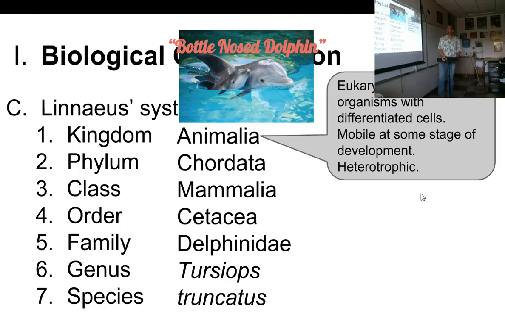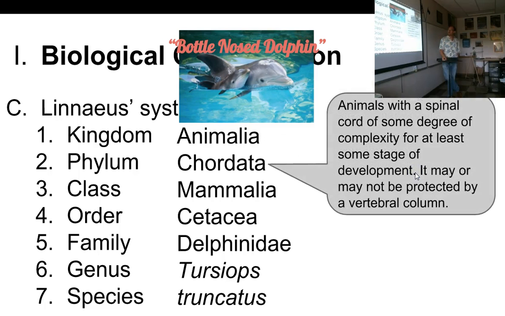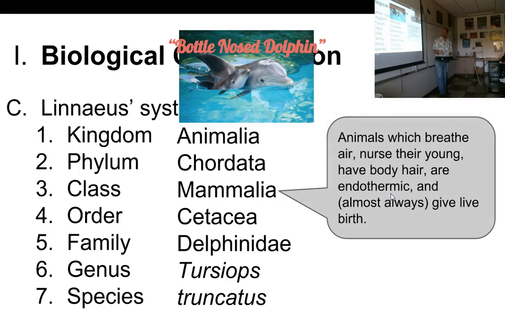Okay? And I want to give you characteristics. Animals are eukaryotic multicellular organisms with differentiated cells. They're mobile at some stage of their development, and they're heterotrophic. And then a chordate is an animal with a spinal cord of some degree of complexity for at least some stage of its development, which may or may not be protected by a vertebral column. And a mammal, I just moved far away. A mammal is an animal which breathes air, nurses its young, has body hair, is endothermic, and almost always gives live birth.